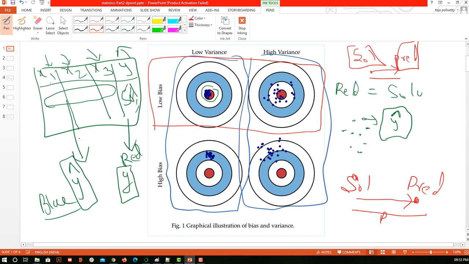It's not about how far you are from the solution, but how spread out your data set is, and that is called variance. So the ideal model is the one which has low bias, that is very close to the solution, and low variance, that is the spread is very small. Since the spread is less, all are grouped together, and low bias means it is close to the solution. So if there is low bias and low variance, we say it is the best possible model.